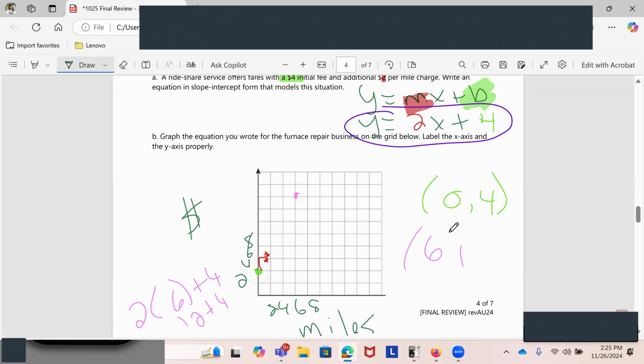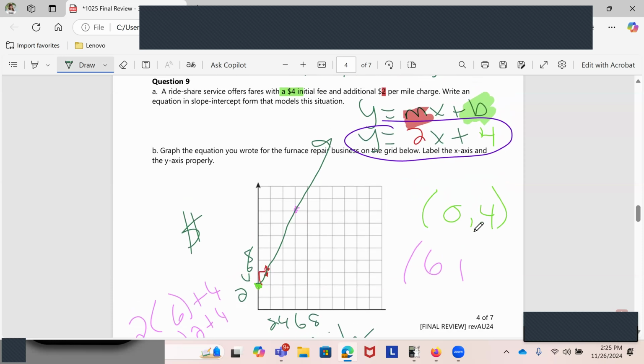So you can do the slope and y-intercept, or you can just find 2 points. Once you've found 2 points, you can connect them. I have never seen a rideshare service this cheap. Questions on this one? That's number 9.